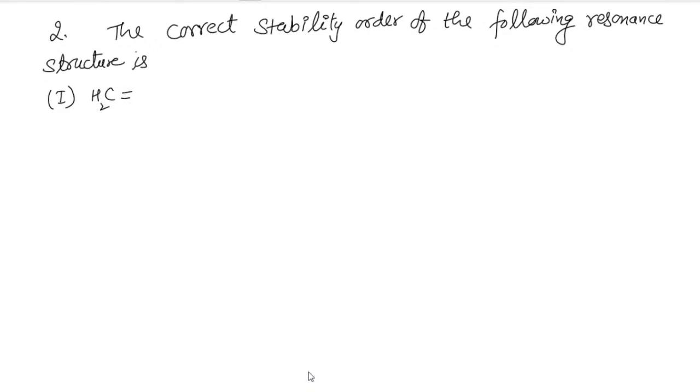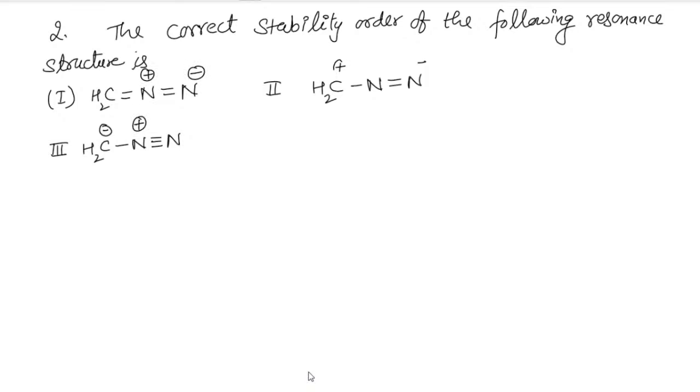First is CH2 double bond N double bond N, with plus and minus charges. Second is CH2 positive, N double bond N negative. Third is CH2 negative, N triple bond N positive. And fourth one is CH2 negative, double bond N positive. This is a question from AIEEE 2009. Tell me, what is the order of stability?